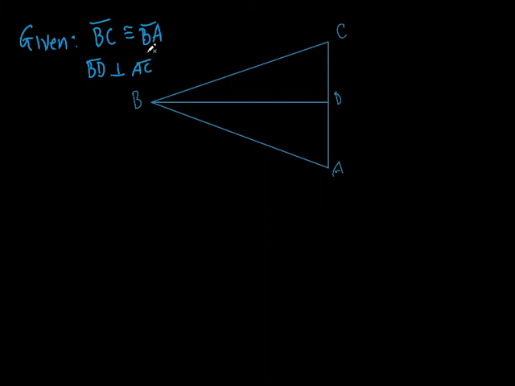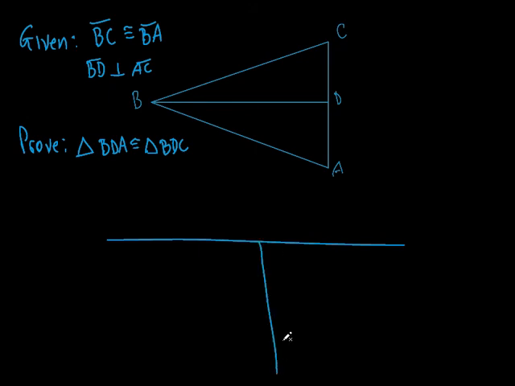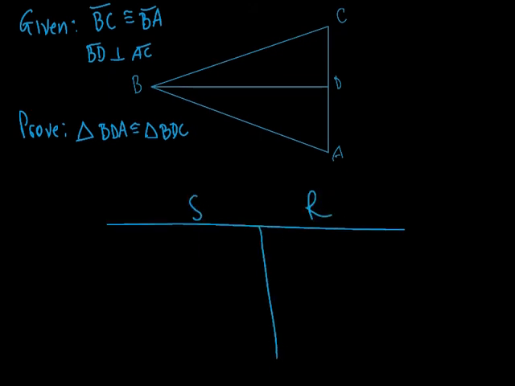And what are you basically trying to prove? Let's just say we're trying to prove they're congruent to each other. We'll make it real basic. So we're trying to prove that triangle BDA is congruent to triangle BDC. Everybody good with that? All right, so statements, reasons. There we go.